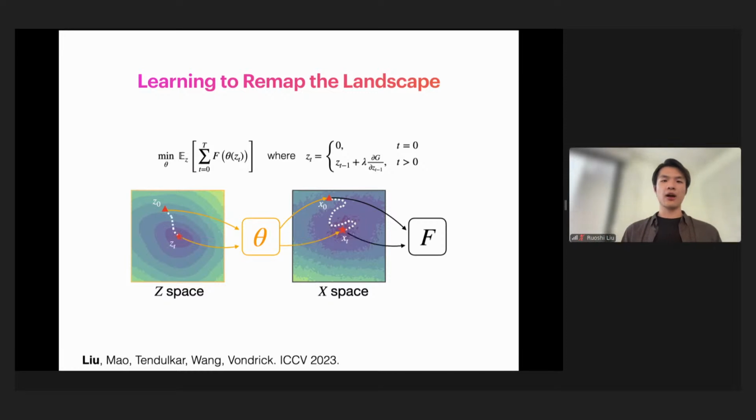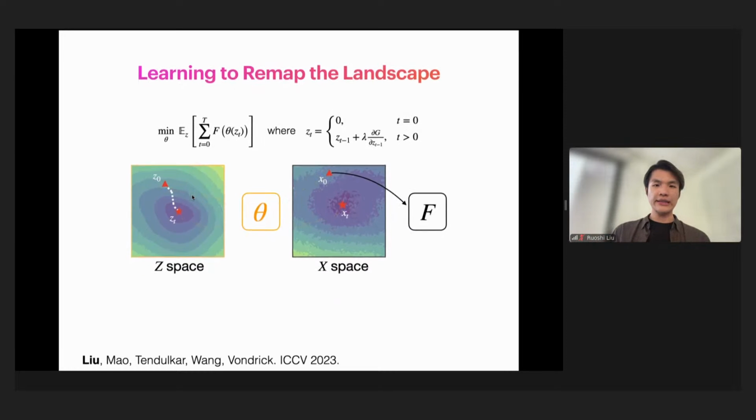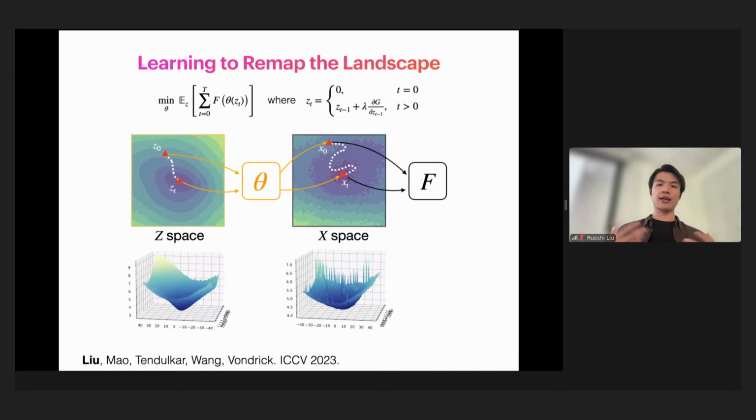So instead of optimizing in the X space, we create a new theta, which projects from a new Z space to the X space. And we have an amortized training algorithm such that optimizing in the Z space is much more efficient than optimizing in the X space. And if you visualize the landscape, it becomes much smoother in terms of the loss landscape.